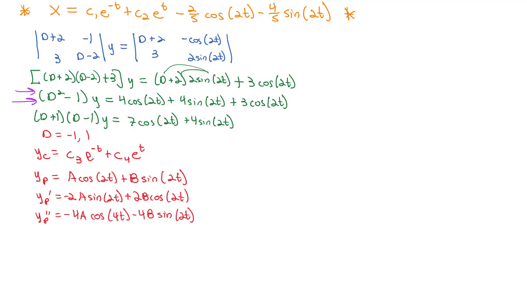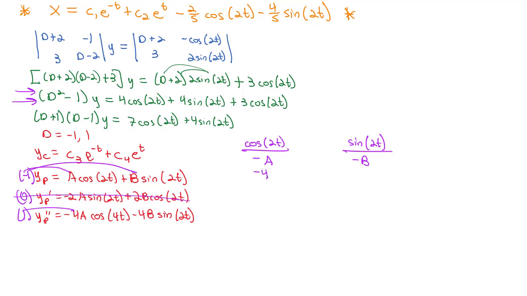Going back to our d squared minus 1 function, d squared means we've got a second derivative. There's no d's, so there's no first derivatives. There is a negative 1 on the y's. And when we do that, we'll end up with some cosine of 2t terms, and we'll end up with some sine of 2t terms. Again, a lot of this is going to be very similar between the two x and y functions, but they're not going to be quite identical, so we need to make sure we go through all the steps here. We have negative 1a on the cosine, negative b on the sine, 0, negative 4a on the cosine, and negative 4b on the sine.